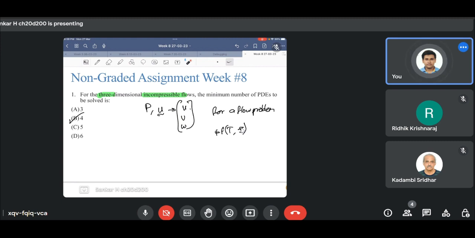Other than that, we just generally solve for pressure and the three components of velocity for a three-dimensional incompressible flow problem. So the correct answer is 4, which comes from one from, as I had said earlier, the continuity equation and three from the Navier-Stokes equation. I hope that answers that question.